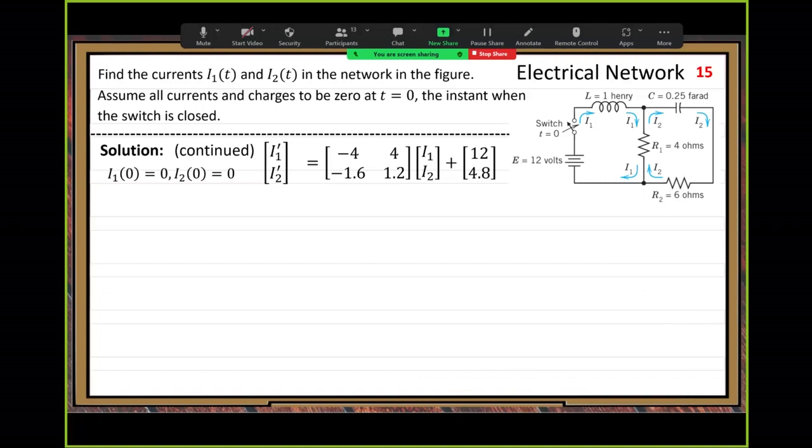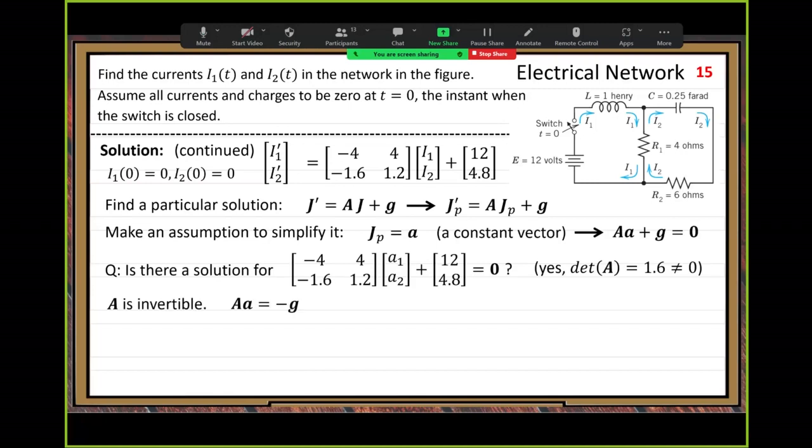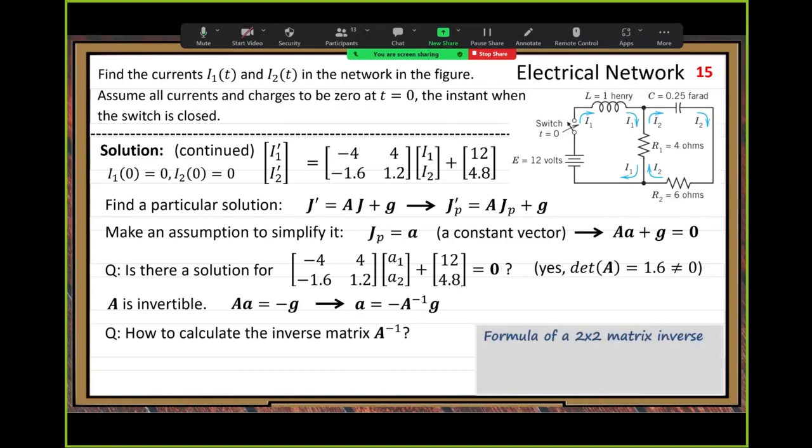So we are at the bottom. We're here. So we are in the inverse part, right? This step. Next, we need to find A inverse. The question is, how to find A inverse? For the A inverse, there is a formula for the 2 by 2 matrix inverse. There is a simple formula.